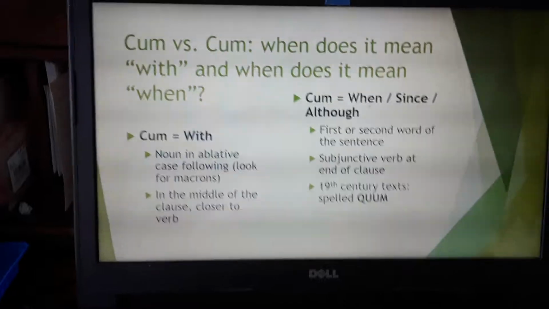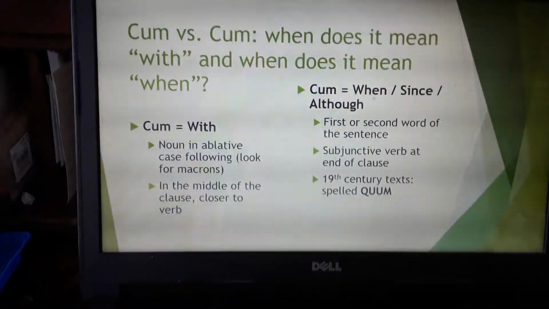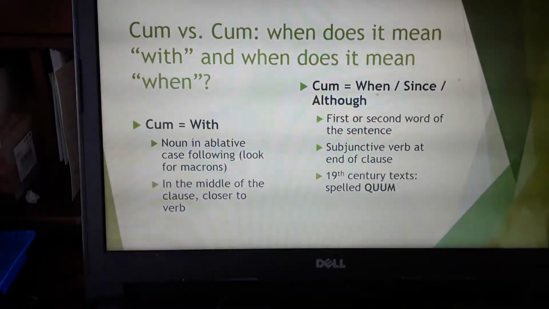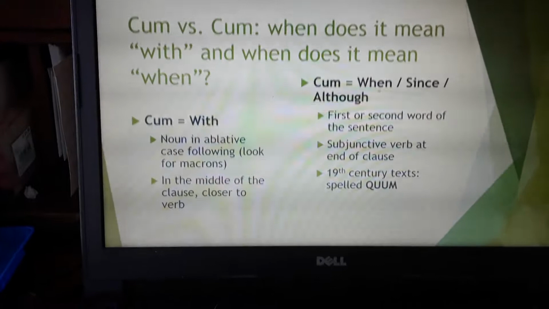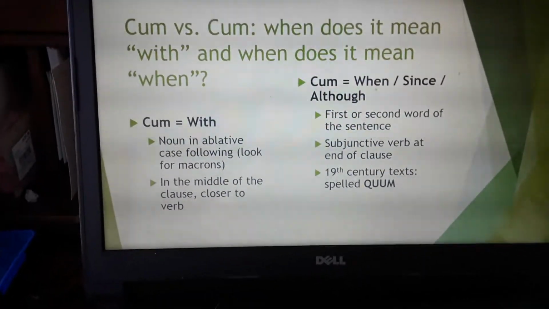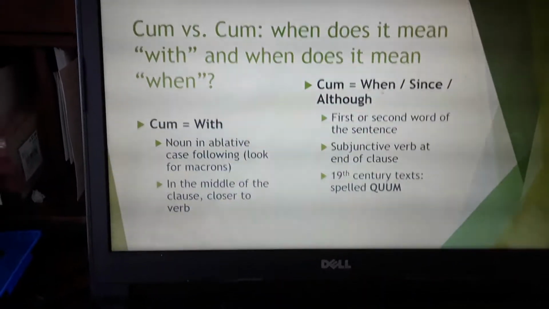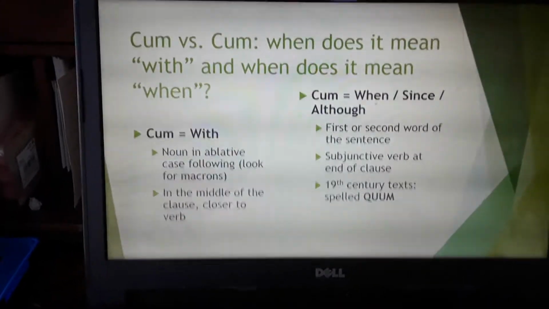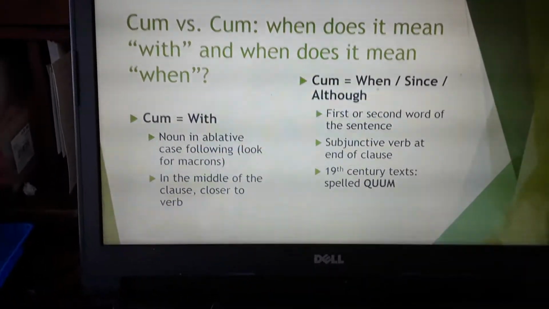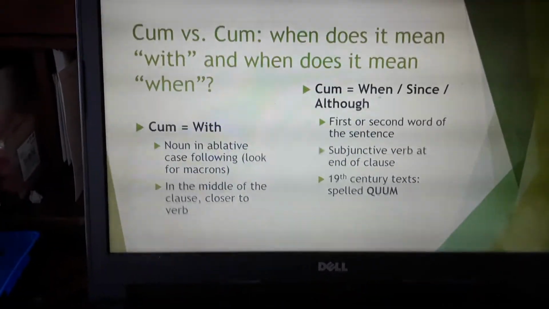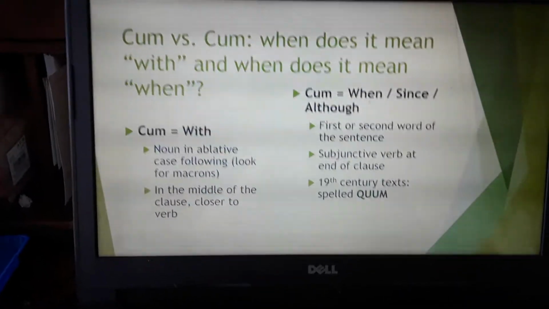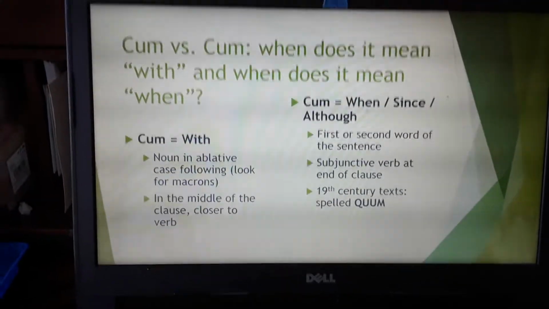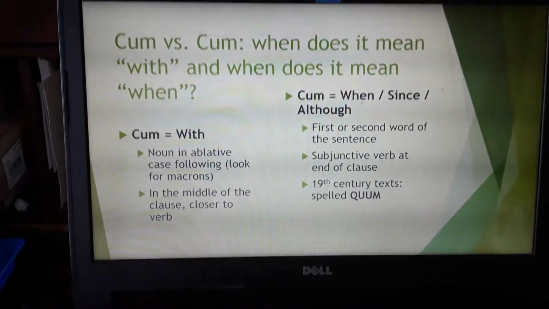So, the most important thing for us to do is to realize what this cum means when we see it in a translation. When does it mean with, and when does it mean when? You'll find cum meaning with if it's immediately followed by something in the ablative case. So look out for those macrons, like the long a or the long e. You'll also find it floating around in the middle of the clause, closer to the verb, not in the front of the sentence. It will usually mean when, since, or although, and be used as a conjunction if it is the first or second word of the sentence.